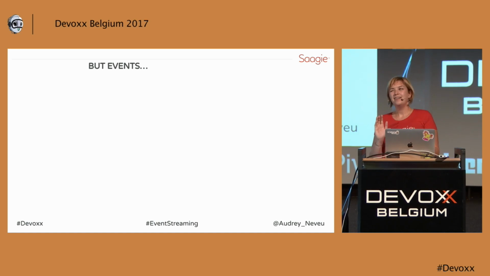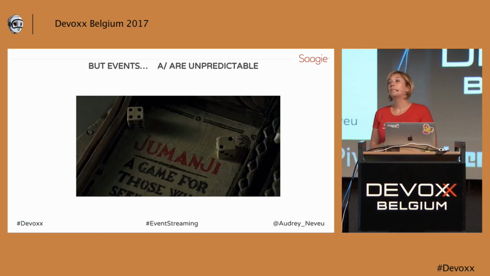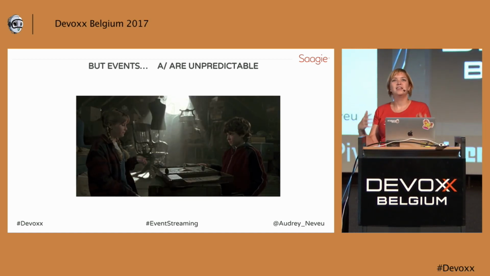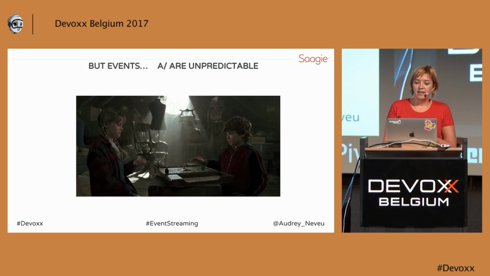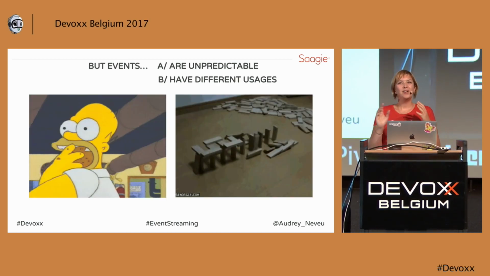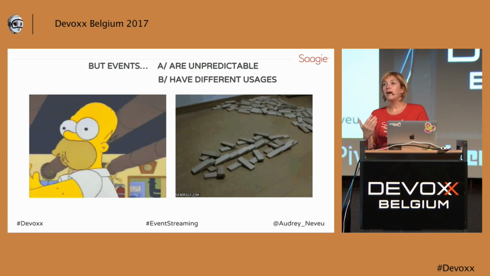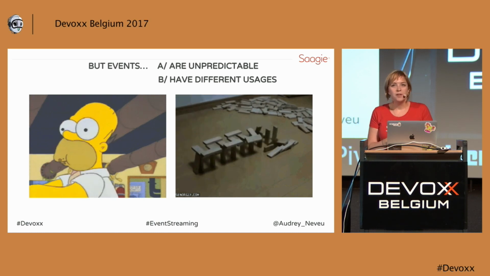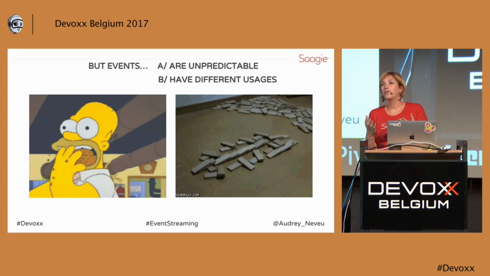But events are a little bit different from data. First of all, they're completely unpredictable. You never know where your new fancy sensor will detect something. And then they have very different usages. They can be simply consumed as they arrive, like a new video on YouTube or a new blog post, but they can also be the beginning of something different, of a workflow, for example.